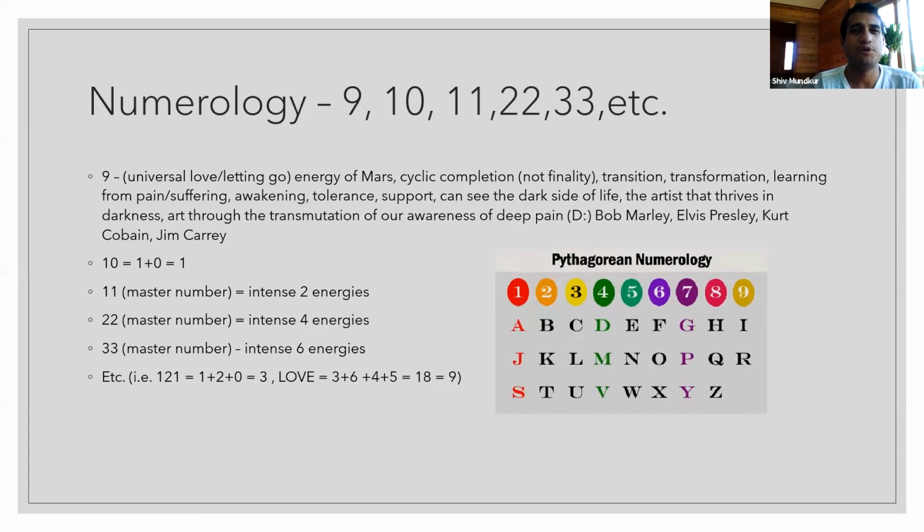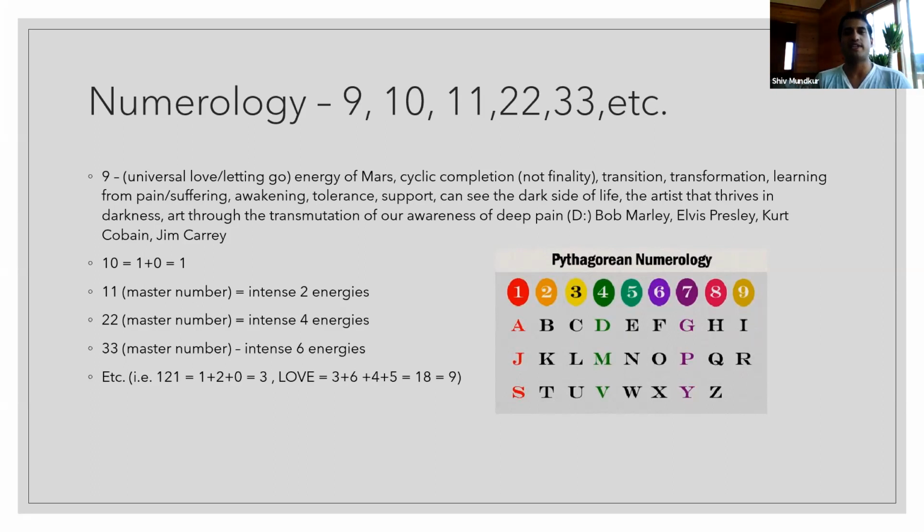So 9 is the energy of universal love, of letting go. It's the energy of completion. So it's not like the end, because there's no end, but it is the end of a cycle. And it's sort of representing the energy of Mars in terms of the planetary energy. But really what it's representing is that universal love energy. So it's the energy of awakening. And people who have mastered this life path energy can see beyond the veil. They can see the dark side of life, and they thrive in that darkness and can create from that space.